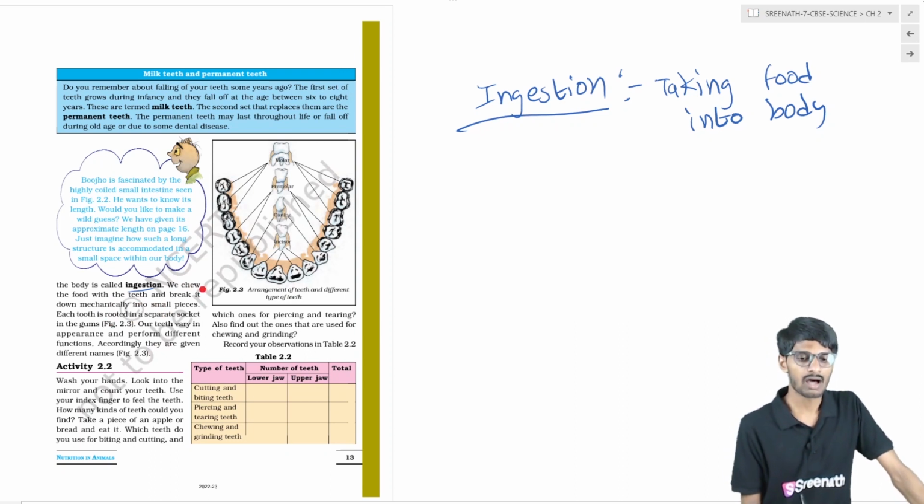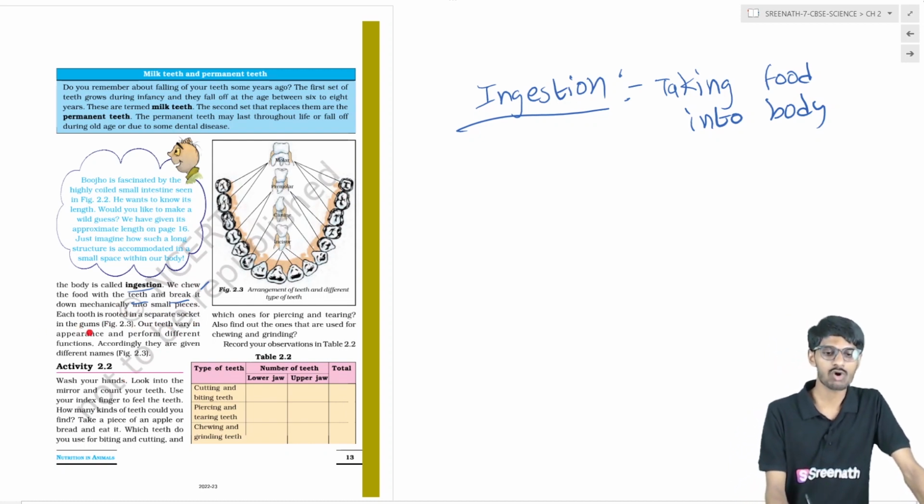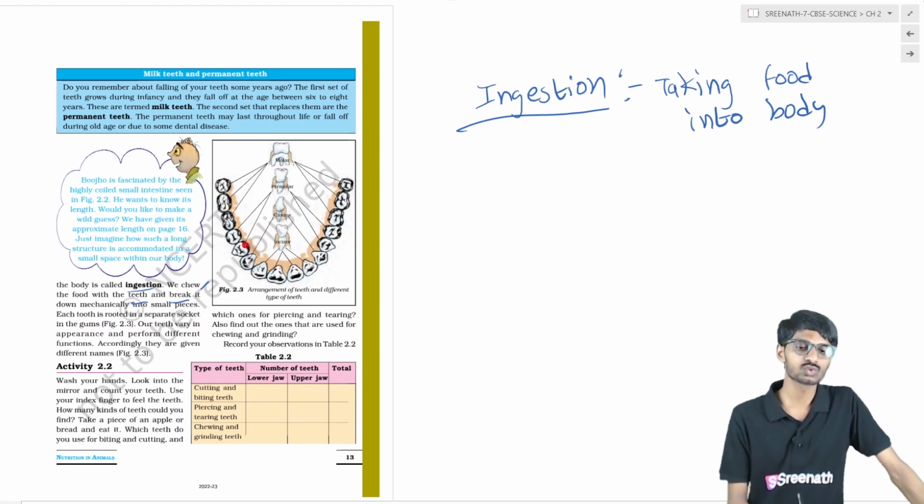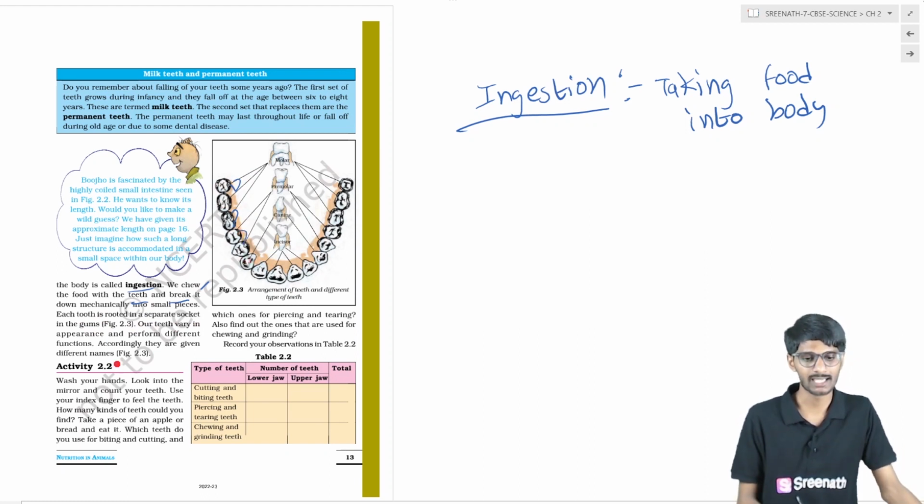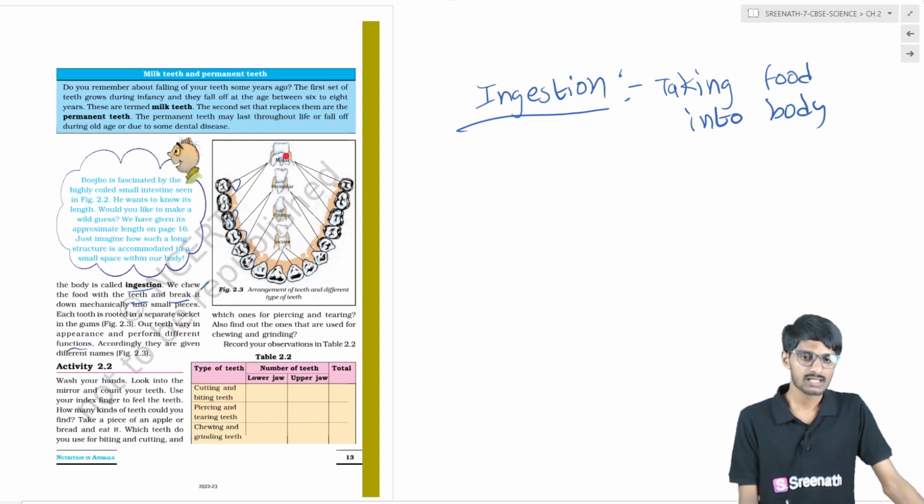We chew the food with the help of the teeth. With these teeth we chew it and break it into small pieces. Each tooth is rooted in a separate socket in the gum. Our teeth vary in appearance and perform different functions. Even though all are teeth, they do not all do the same function.